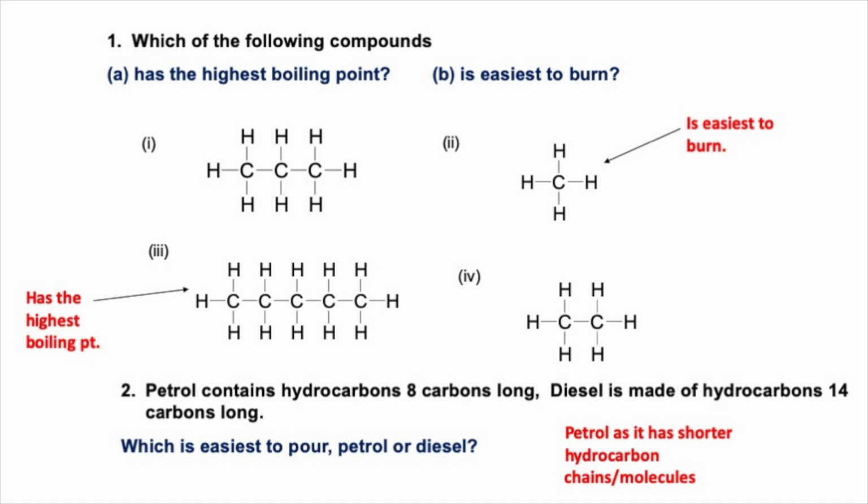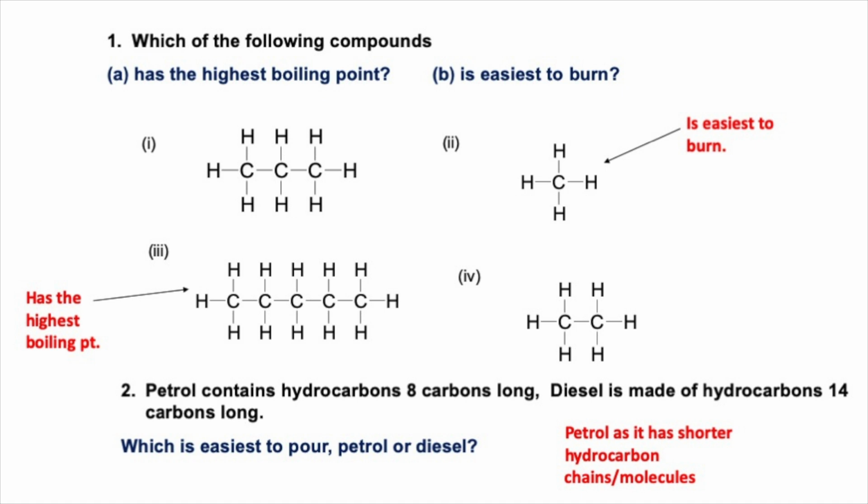So for question 1, you have to remember that the longer the molecule, the harder it is to boil, the harder it is to burn, and the harder it is to pour. So the one that has the highest boiling point here is going to be compound 3, because this compound has the longest molecule. Long molecules mean they're hard to boil, so they have the highest boiling point.